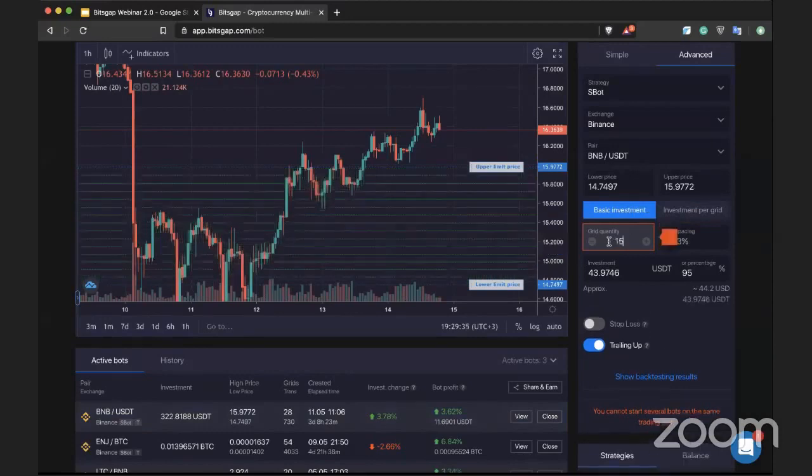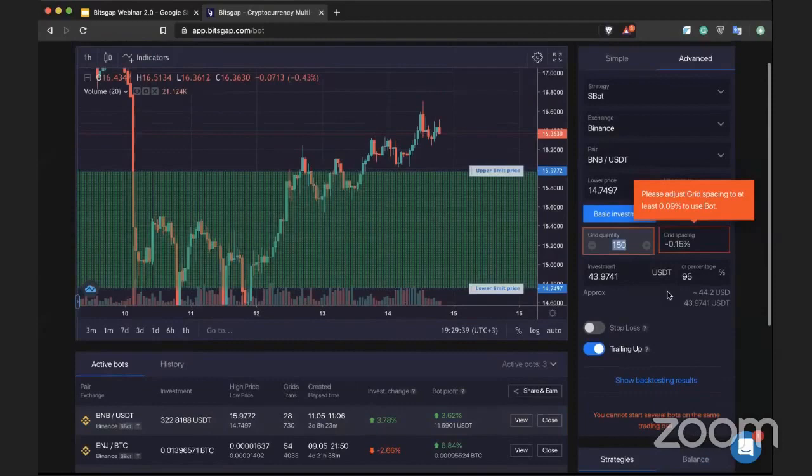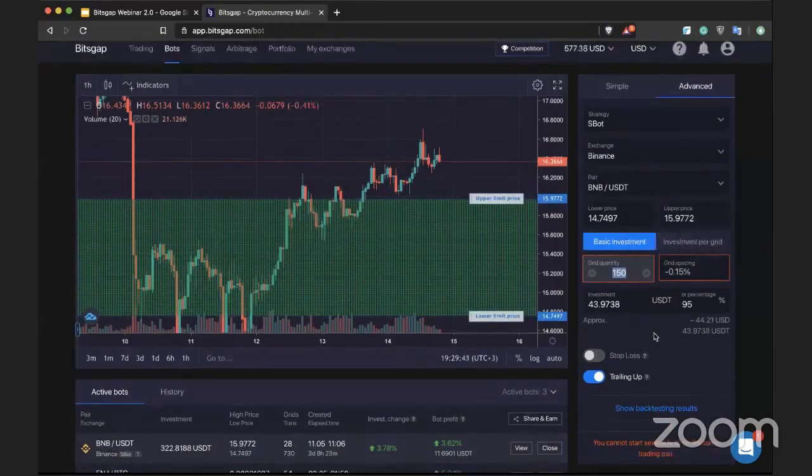You can use 150, but to do that, you must have enough balance of available capital on your account. All right.